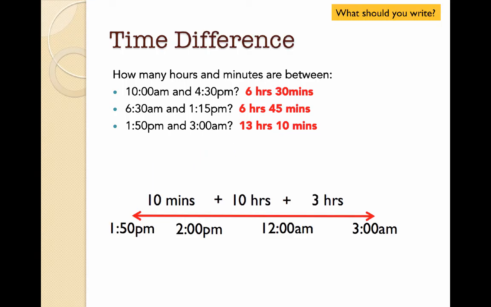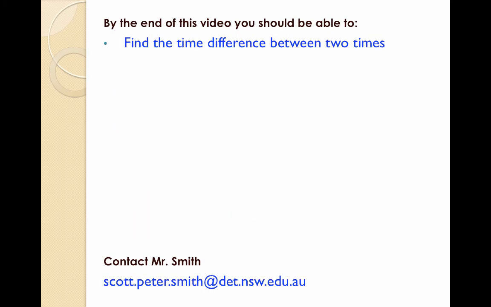So what should you write? Well, a heading of time difference is a good idea, as well as the three examples and their answers. I also suggest writing down at least one of the solutions that I gave with the working out, just so that you might get a handle on how you would go about using the strategy. And that's it. Hopefully now you have a strategy on how to find the difference between two times, and you can practice that throughout your examples on the next lesson. Good luck.